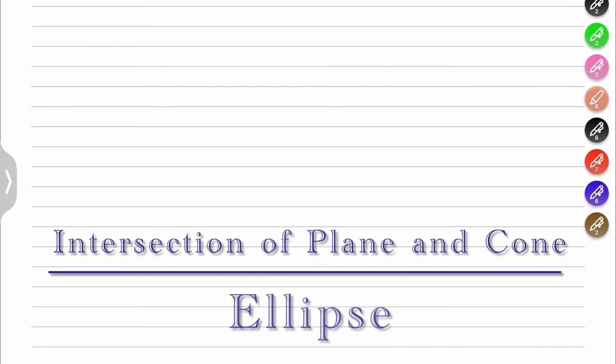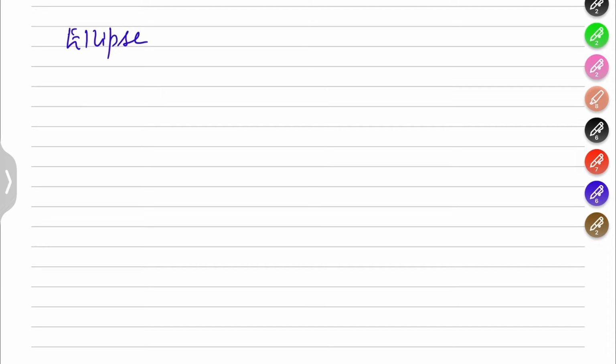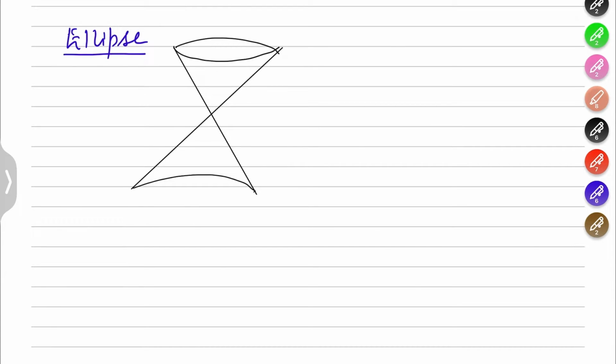Okay, so now let's see the ellipse. Again, this is also one of the non-degenerate cases of a conic section. As in the case of a circle, here also we have a cone. So this is a cone, and the cutting plane is something at some angle.